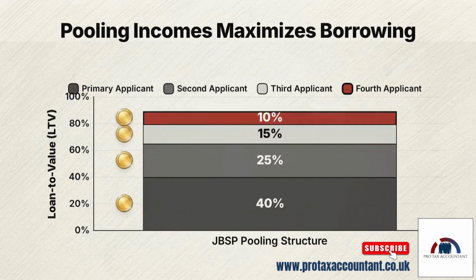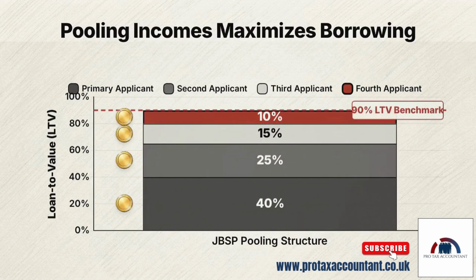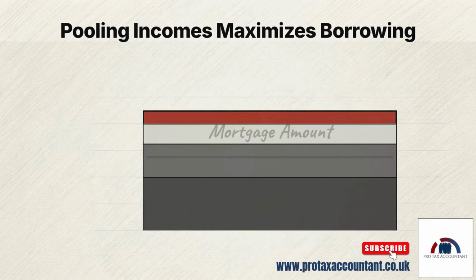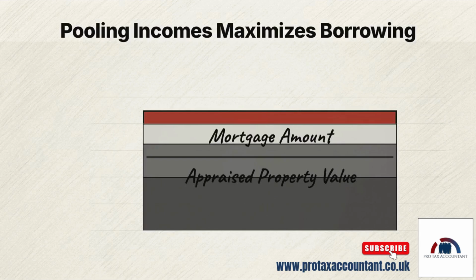Up to 4 separate incomes can be pooled into the affordability calculation to secure a larger loan, sometimes up to 90% LTV. LTV, or loan-to-value, is the ratio of the mortgage to the appraised value of the property.